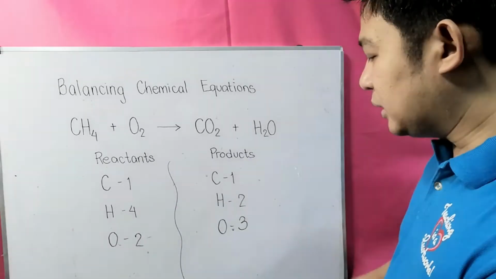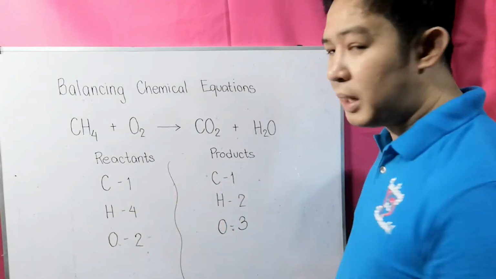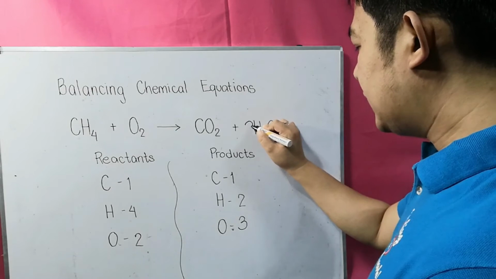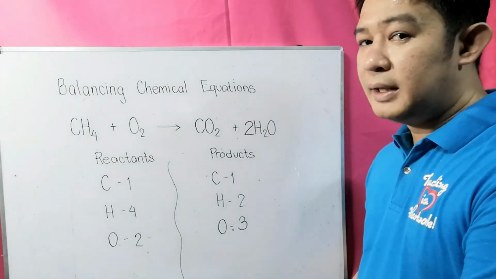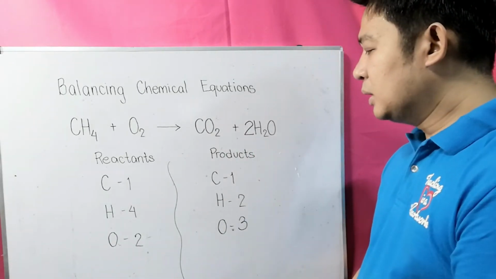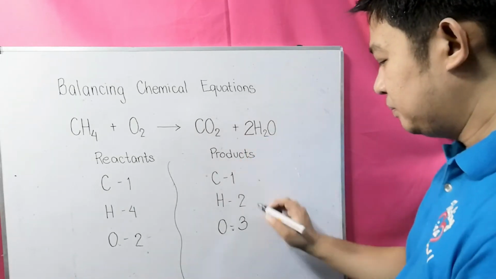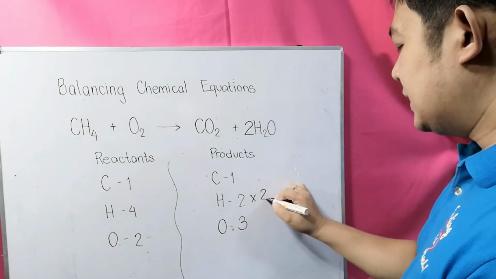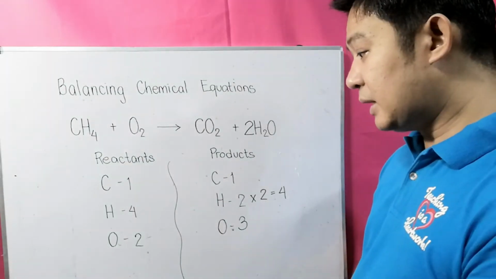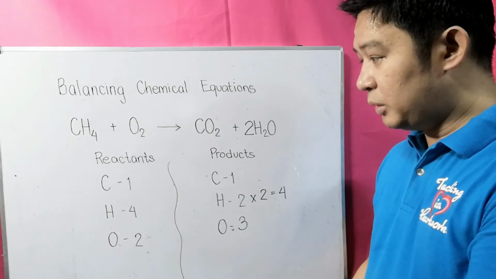So what must we do in order to make the number of hydrogen in the product side equal to the number of hydrogen in the reactant side? That is simply by putting 2 here like a coefficient for the entire compound water, H2O. So that means this 2 here will be multiplied to the subscript of hydrogen, making now the number of hydrogen equal to 4. So we can say that the number of hydrogen now is the same, or they are balanced.